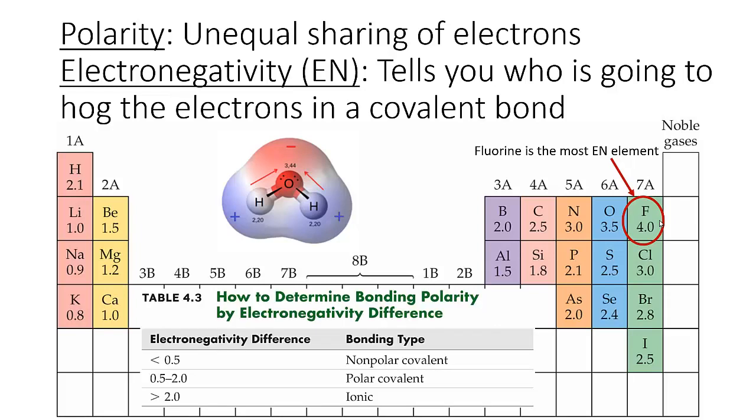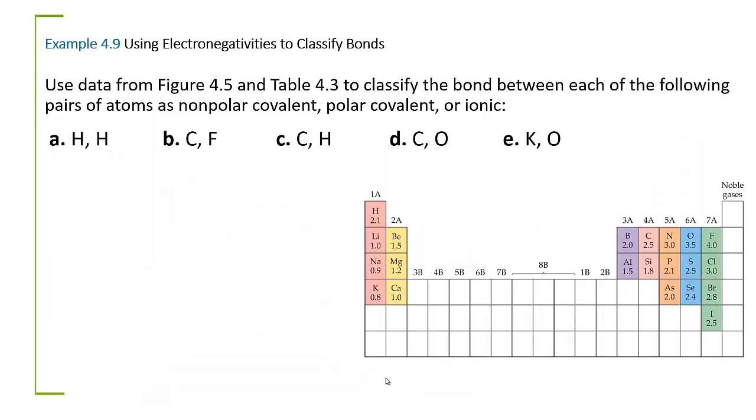In addition to that, let's say fluorine and hydrogen are bound together. If you take fluorine and subtract hydrogen's score, you're going to get 1.9, which means it is going to be a polar covalent bond. So when you're looking at these different values, you can just subtract them and find what's called your change in electronegativity, or a delta symbol, and you're going to be able to tell what type of bond it is, nonpolar, polar, or ionic. So let's give some examples here.